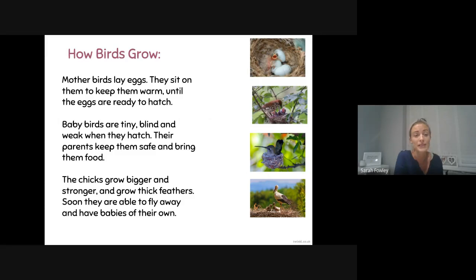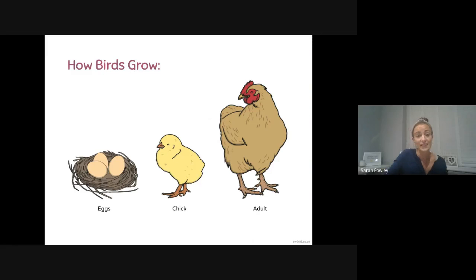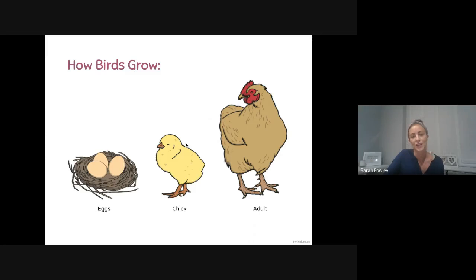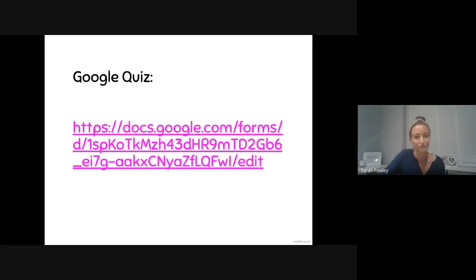So they're blind and very weak when they first hatch out of their eggs, and their parents keep them safe and bring them food. The chicks grow bigger and stronger, and they grow thick feathers, and soon they're able to fly away and have babies of their own. So this is how birds grow. They start as an egg, and then they hatch. And here you have a chick that grows into a chicken, which is the adult bird.